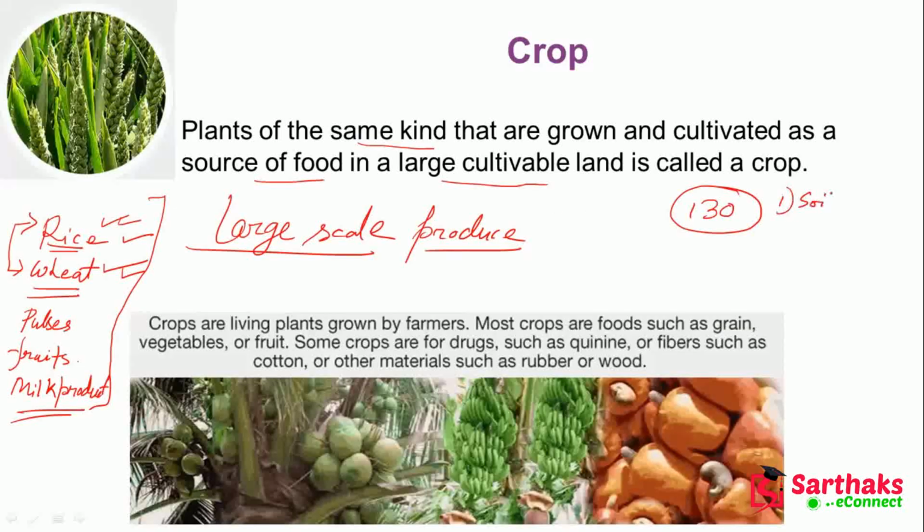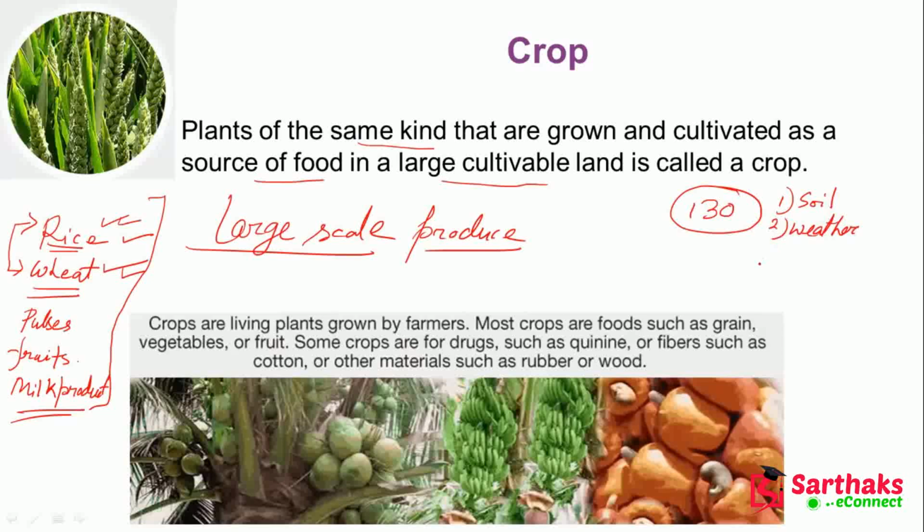First point, you have to think about the soil, what type of soil you have. Is it possible to grow rice? Is it possible to grow wheat? Is it possible to grow any pulses there? Next is the weather. That is very, very important.